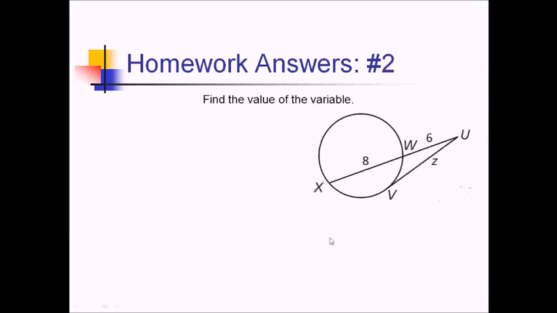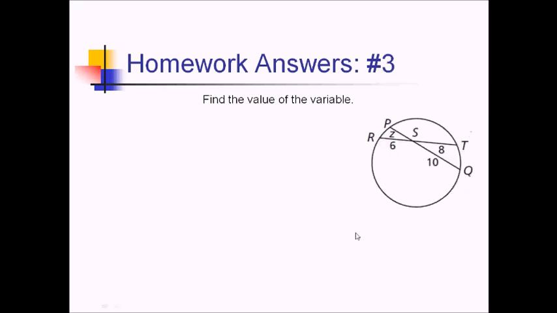For number 2, we're trying to find the value of z here. We know that z squared is going to equal the outer segment over here times the sum of the two segments, so 6 times 8 plus 6. So that's going to be z squared equaling whatever 6 times 14 is. So let's see, that's 84. And we just have to square root that. And we're going to put this in simplest radical form. So we can split this up into square root of 4 times square root of 21. So 2 radical 21.